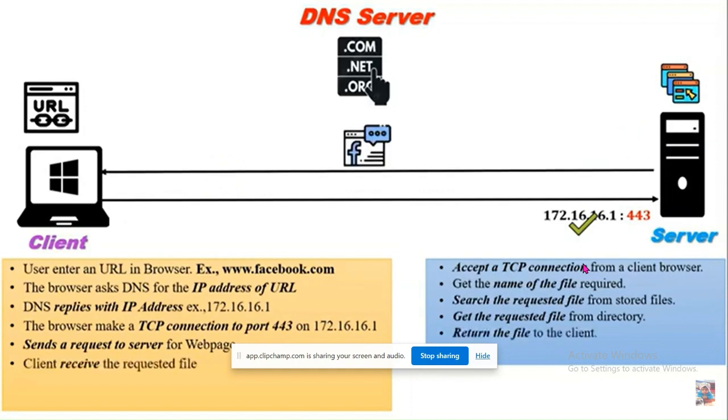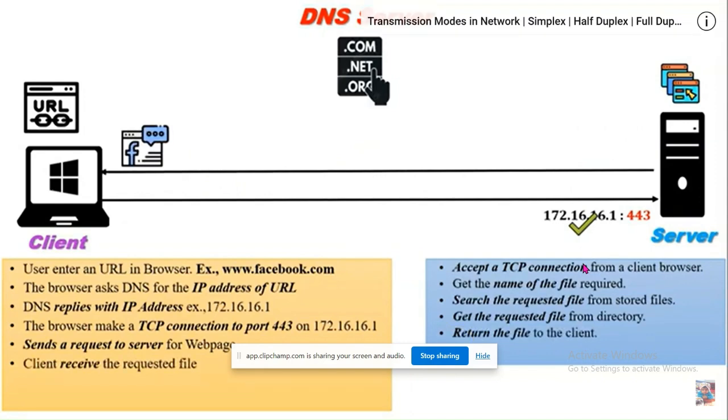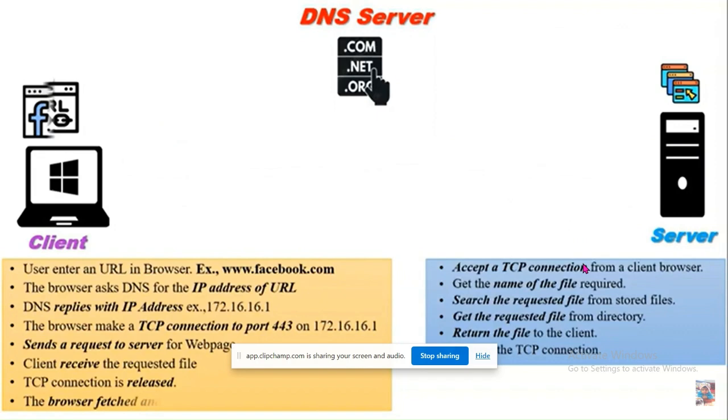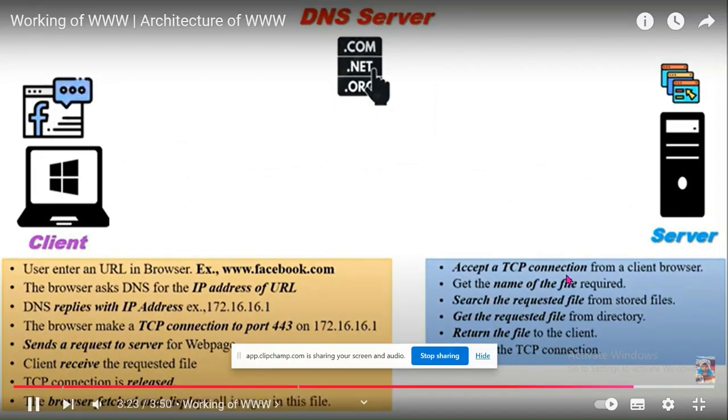After getting the requested file from the server, there is no more communication between the client and server, so the TCP connection is terminated from both sides. The browser will fetch that file and display all the images, videos, and text, whatever content is available on that web page. So this is the working of the World Wide Web.